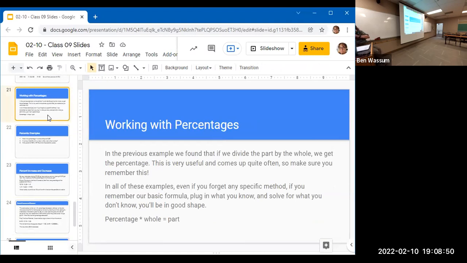So it's a very useful concept, but even if you forget any specific method, if you remember the basic formula, plug in what you know, and solve for what you don't know, you're going to be in good shape. So percentage times whole equals part. Okay, you got two of them, you can find the third.